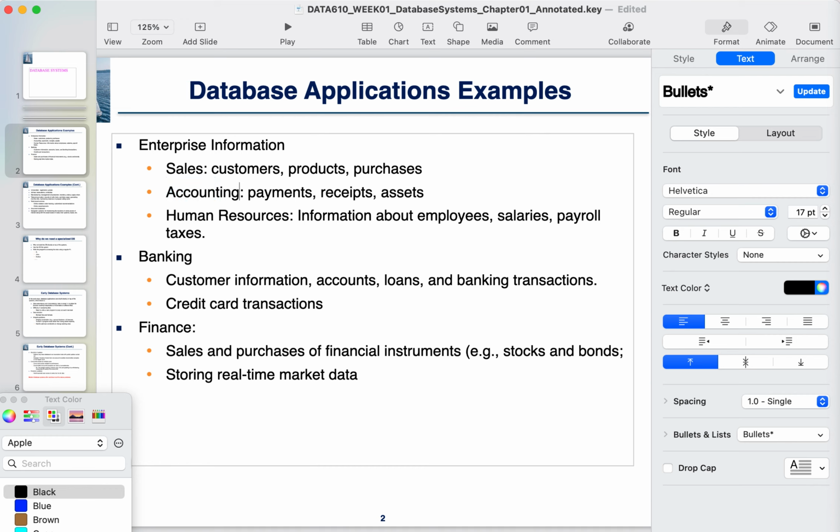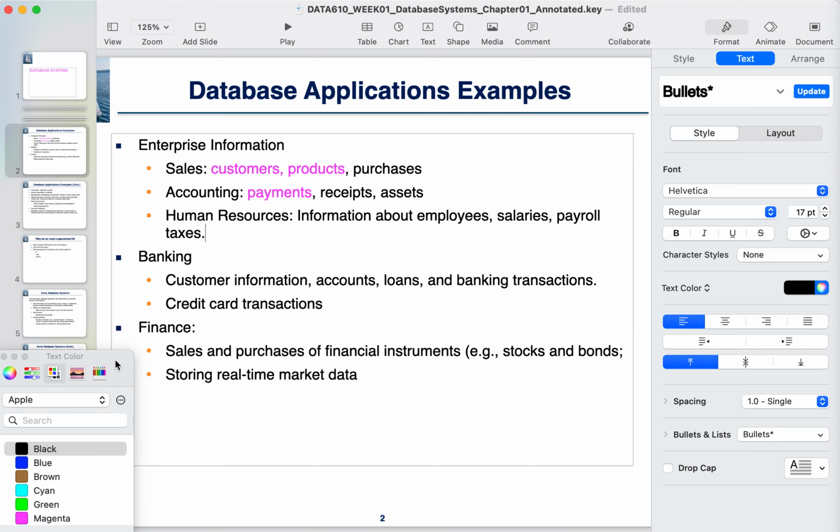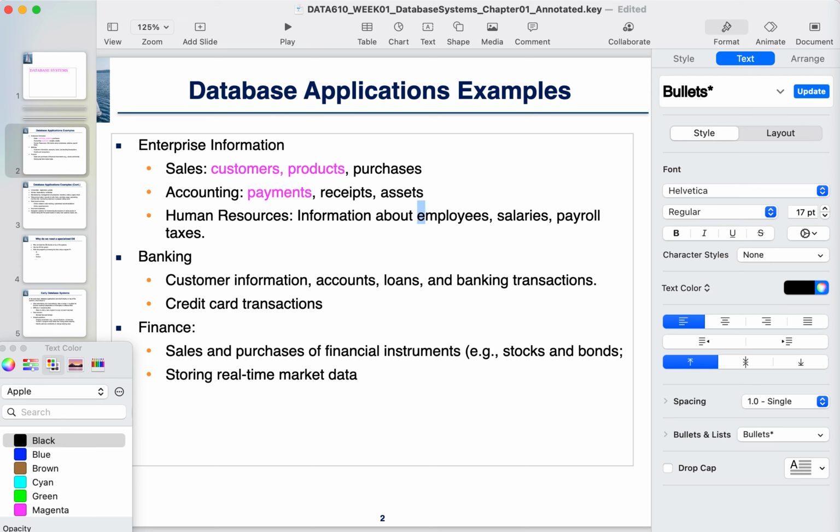For accounting purposes, we want to store our payments, receipts, assets. All of this information can be stored in a database. Human resources information about our employees: who are the company employees? What are their salaries? How many taxes are they paying, and so on? So for any business or enterprise, this information will be stored.